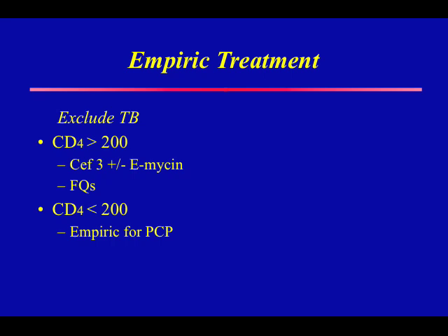So, empiric treatment in HIV patients. If the CD4 count is high, above 200, as a review, think of TB. Tuberculosis is unrelated to the CD4 count. If less than 200, of course, community-acquired pneumonia with azithromycin, but also PCP. If the patient is able to swallow pills, double strength Septra, 3 times a day for 21 days.